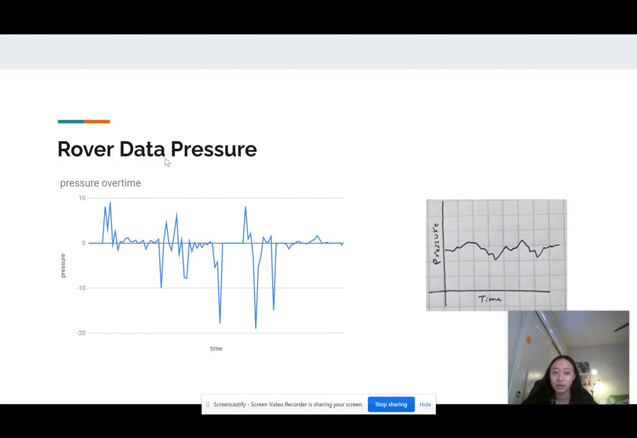So the rover data pressure over time, as you can see, there are many peaks and dips, but there's not a specific pattern that we see because it also tapers off at the end and there's not a clear pattern. So I corresponded this to the pressure graph of the Rocky Mountains because it also represents the constant winds whose intensities vary.